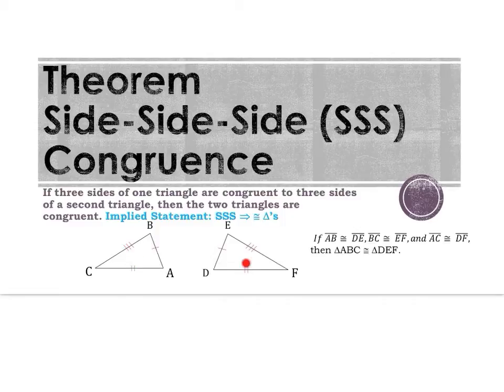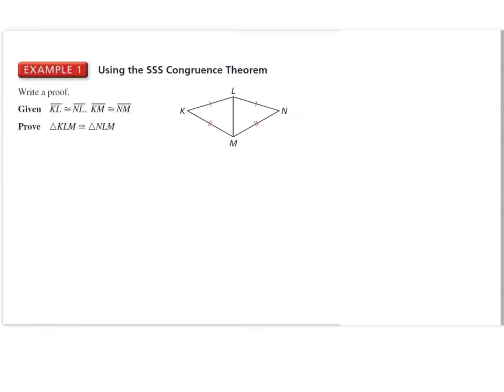So observe the markings of our example picture here. If side AB is congruent to side DE, and BC is congruent to side EF, and AC is congruent to DF, then the two triangles are congruent. All right, so let's have our first proof of the lesson, example 1, using the side, side, side congruence theorem.